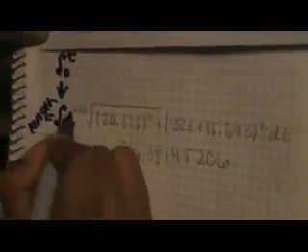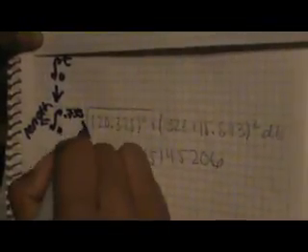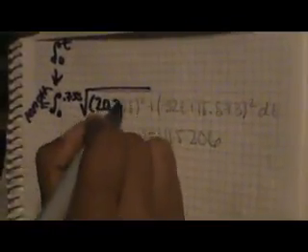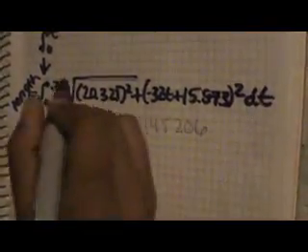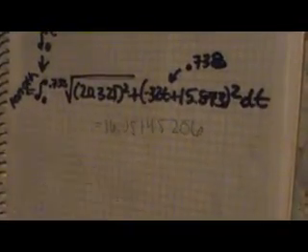So to represent your vertical velocity, you're going to use the expression negative 32t plus your velocity that you got, which is 15.873. So now we're going to go back to our original formula, which is length equals the integral from 0 to 0.738, which we are substituting for t, of the square root of our horizontal velocity squared plus our vertical velocity squared dt.